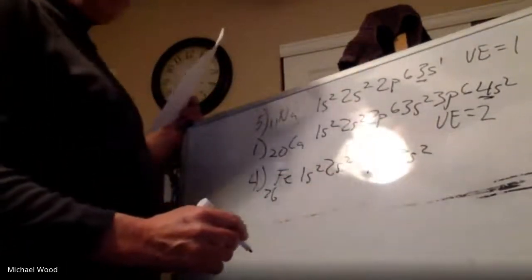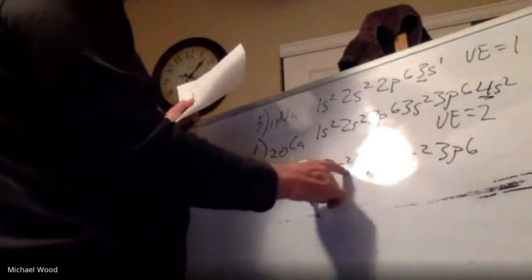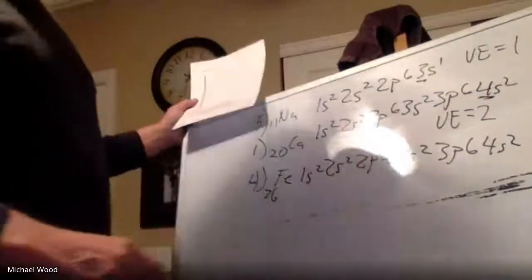After 2p is a 3s. So 3s2, now I'm up to 12. The next one is 3p6. So now I'm up to 18: 2 plus 2 is 4, 10, 12, 18. Again, this is where we fill the 4s before the 3d. The 4s is a little bit lower if you look close. So 4s2. Now I'm up to 20, and I want to go to 26.